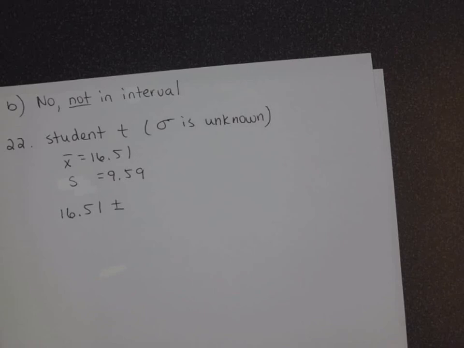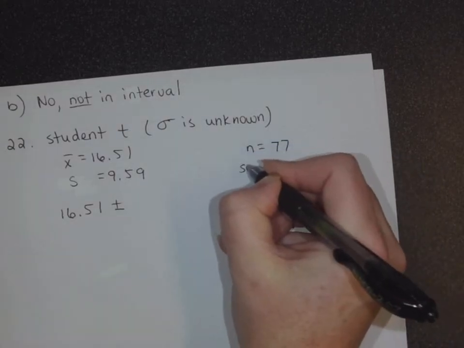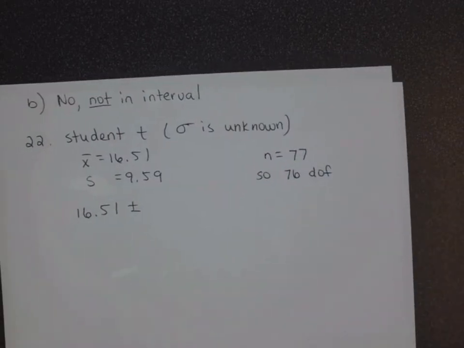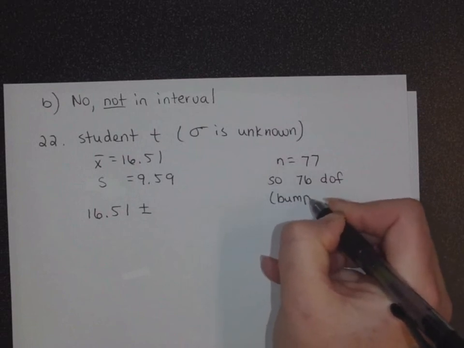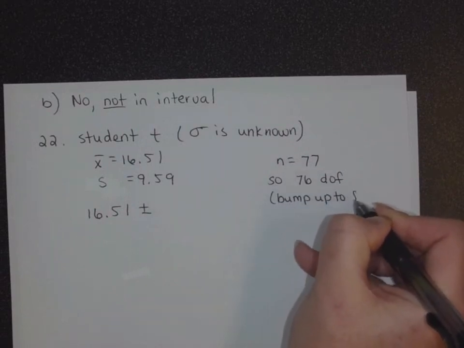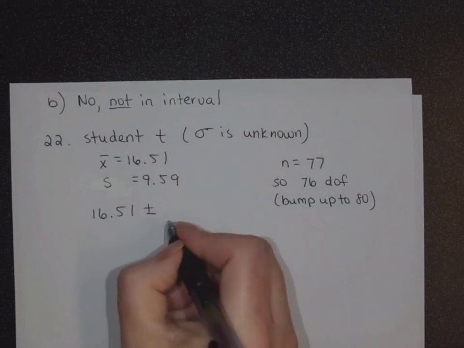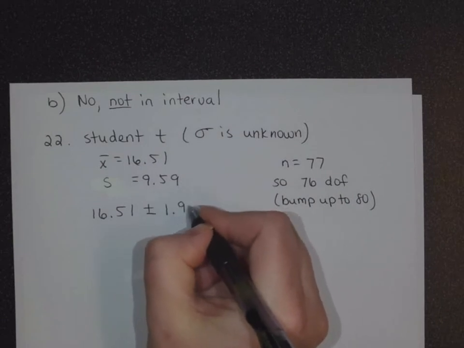So we're going to need, N is 77. So we need 76 degrees of freedom. I'm going to abbreviate that DOF, okay? Which means we're going to, again, need to bump up. And we're going to bump up to 80. Okay, so if you look at 80, that's what goes here. Okay, you look at your student T distribution, and you'll get 1.99.